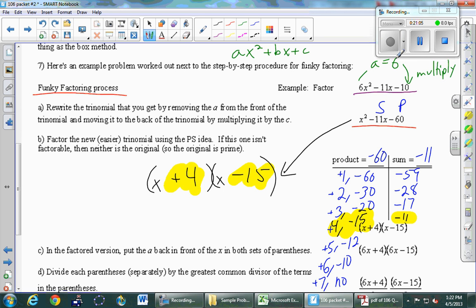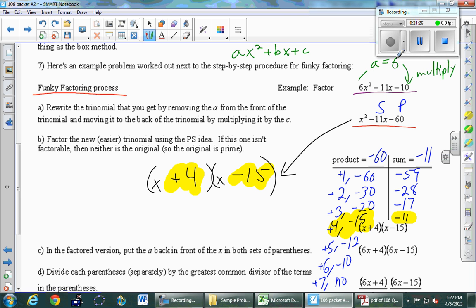So what I just wrote in black is right down here. It's kind of hard to see now, but it's this guy. X plus 4, x minus 15. Yeah? But we're not done because we weren't asked to factor this one. We did this because we took a very first strange step and grabbed the 6 and plopped it into the end. So here's the next step in the process.